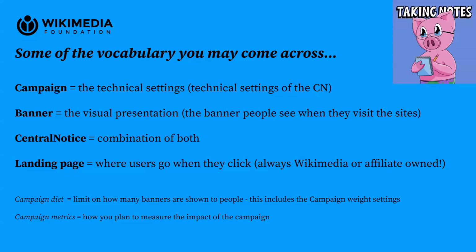There's also some other lingo that you may come across in the documentation, and on the request page, it talks about a campaign diet. It talks about campaign metrics. They are of limited relevance to your request as a requestee. These are things that we as admins will use. They are the tools we have to make sure that when we have several central notices running at the same time, there's no conflict in the banners, or you don't see too many. That's a diet, and that's metrics for measuring the impact. Next slide.